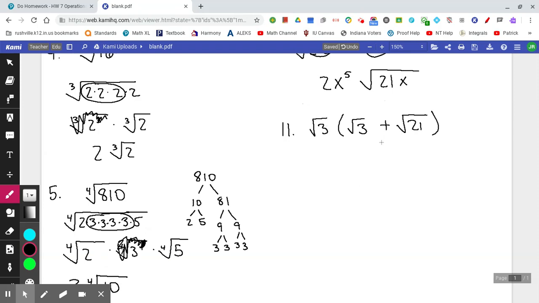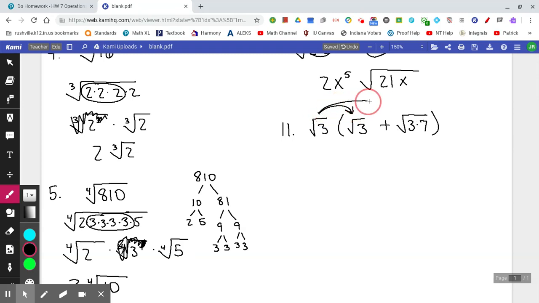All right, question number 11. Again, we're multiplying, but this time we're using the distributive property because we're taking a monomial times this binomial, one radical times two radicals. Now, if I work inside the parentheses first, following order of operations, square root of 3, that's simplified, square root of 21, I could rewrite that as the square root of 3 times 7, but that doesn't break down any. So I can't take the square root of 3 plus the square root of 21. That doesn't work.